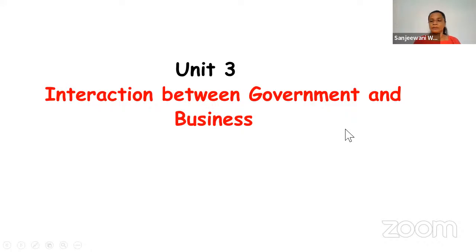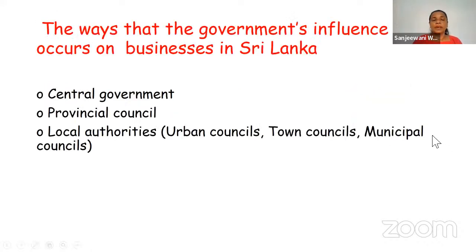All right. So first thing that we need to know is how can these businesses... Now if you have a business, I always tell you all, students who are studying business studies, you need to think you have your own business, right? So now here we'll see how the government interferes with businesses. There are ways in which the government influences businesses. So if they ask a question, what are the ways that the government influences the business? These are the 3 ways: from central government, from provincial councils, and local authorities.